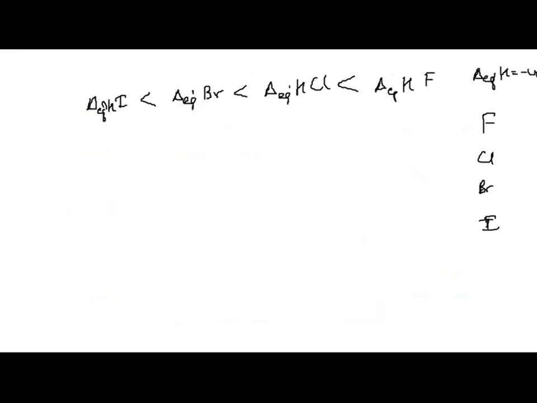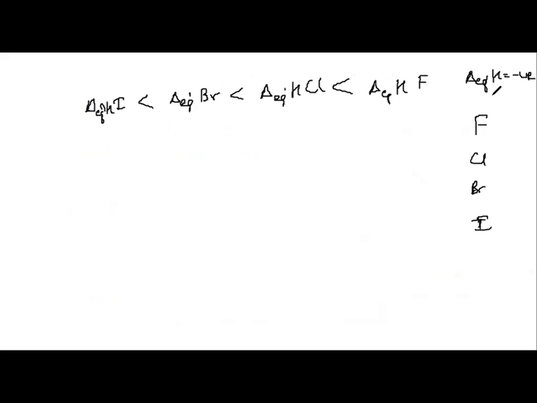As you move down the group, what happens? Why do they have a very high negative value? Because atomic size is small. So fluorine's atomic size is so small. As you move down the group, atomic size increases. So when atomic size increases, the negative value decreases. Correct? So which should have the highest electron gain enthalpy? This should have the highest electron gain enthalpy.